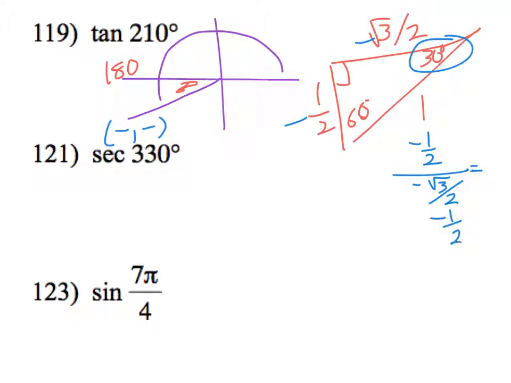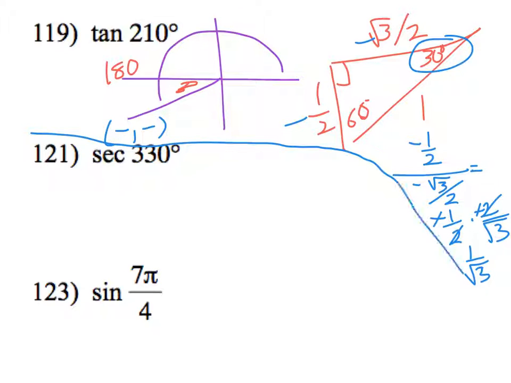negative 1/2 times negative 2 over the square root of 3. My 2's cancel out, my negatives cancel out, I end up with 1 over the square root of 3 as your final answer. We used a triangle, and we figured out what was positive, what was negative in that quadrant.